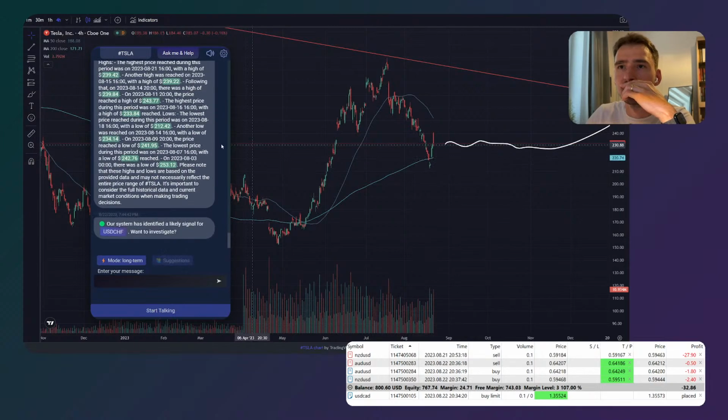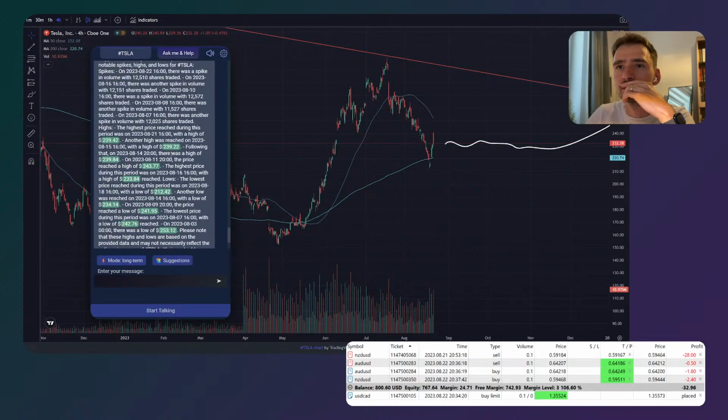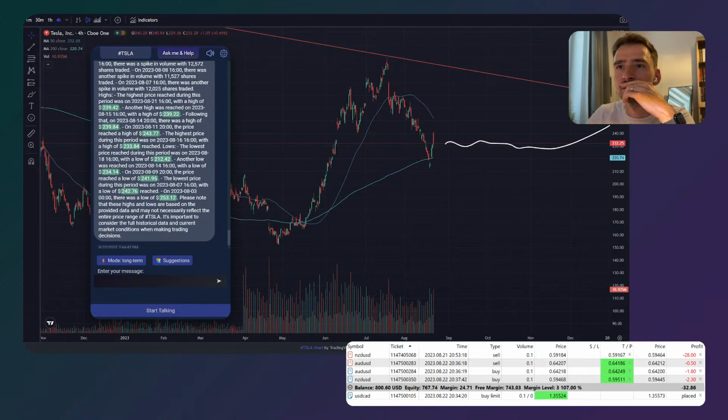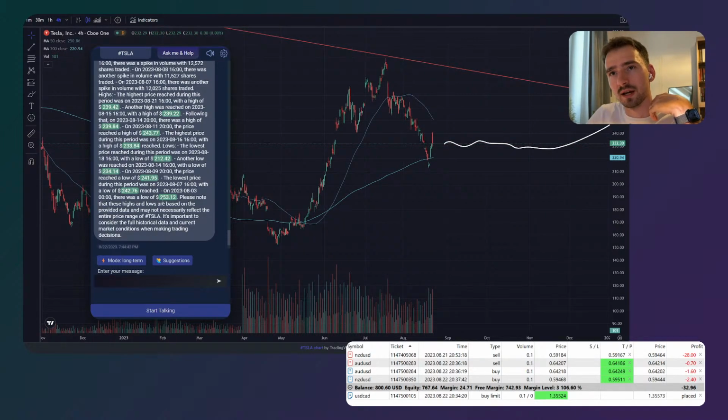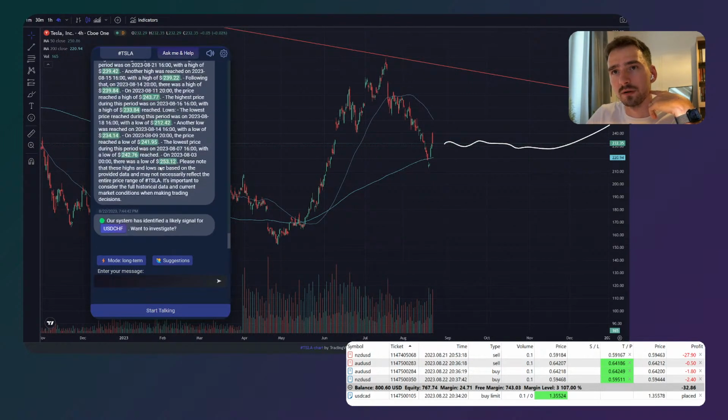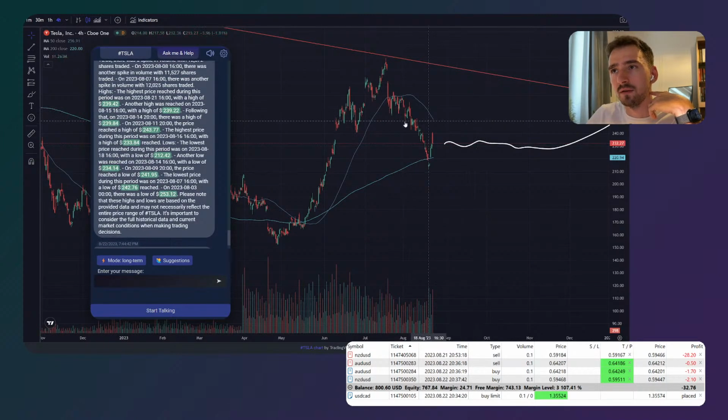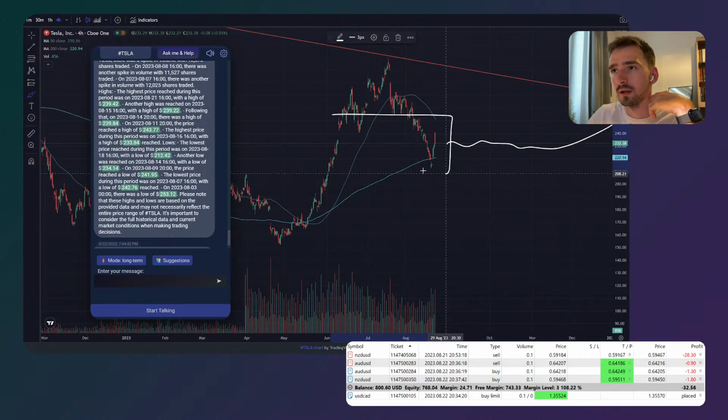Our system has identified a likely signal for USD CHF. Want to investigate? 153, so that's around here, on the 3rd of August. So as you can see, the AI is also kind of telling us it's just fluctuating between those values. Basically, this zone is kind of the volatility right now. So we will see about that.